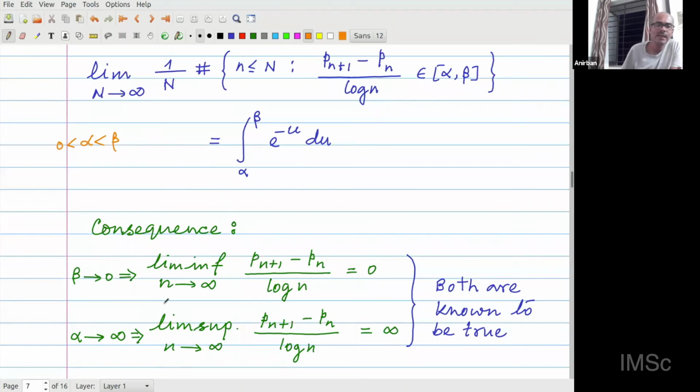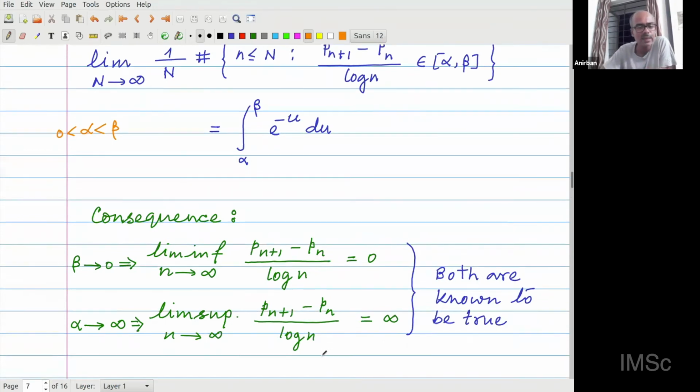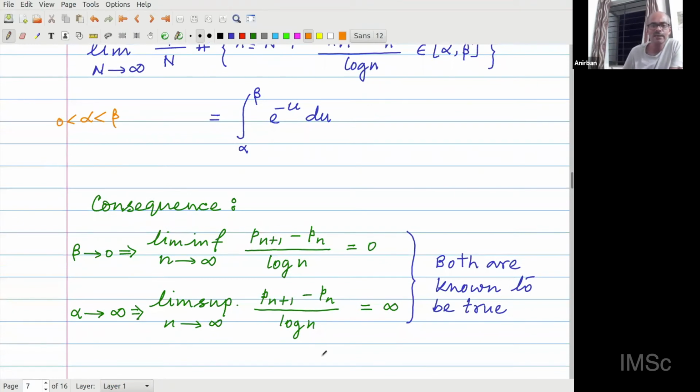And similarly, if I let this integral, this alpha, go to infinity, then we can say that the lim sup is infinity. It just goes to infinity. So what does it mean? It means that there are infinitely many gaps between primes which are smaller than log n, I mean, as small as you wish. Because this limit infimum is going to 0, and with the limit supremum you can get larger and larger gaps. So in fact, these results themselves are difficult to prove.